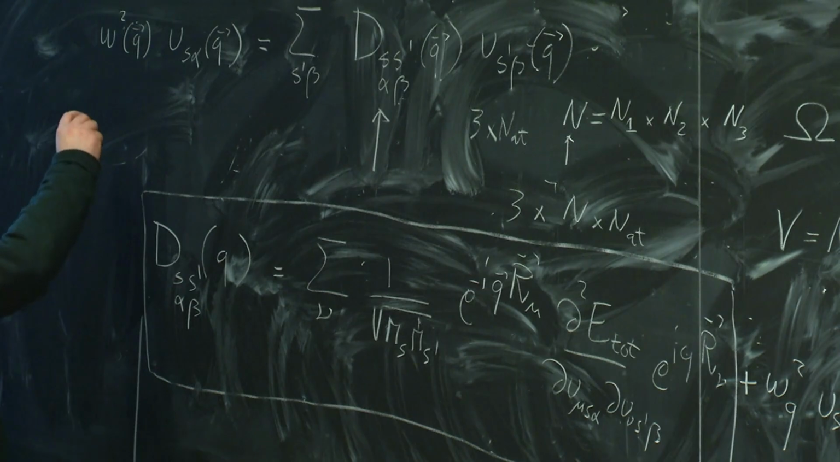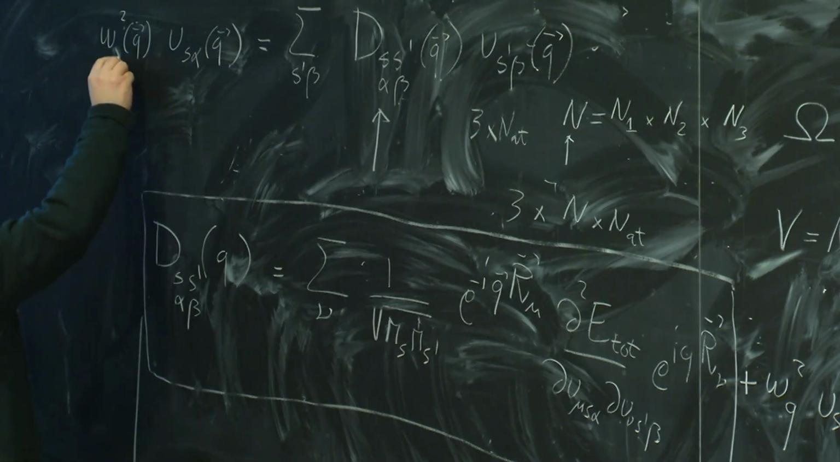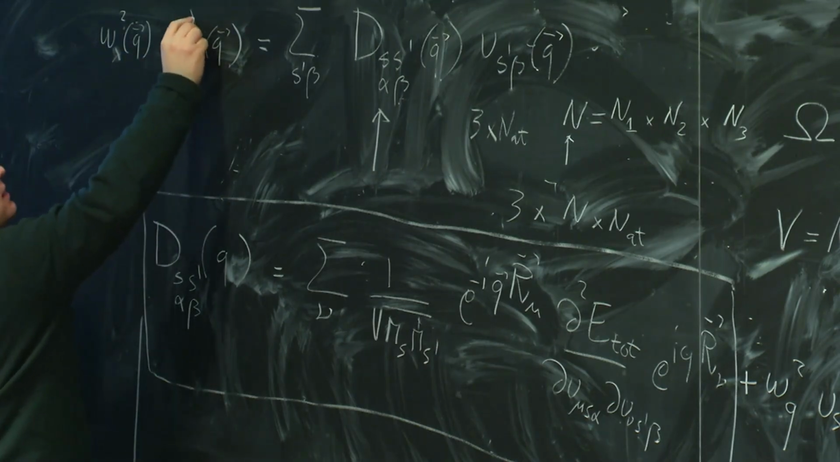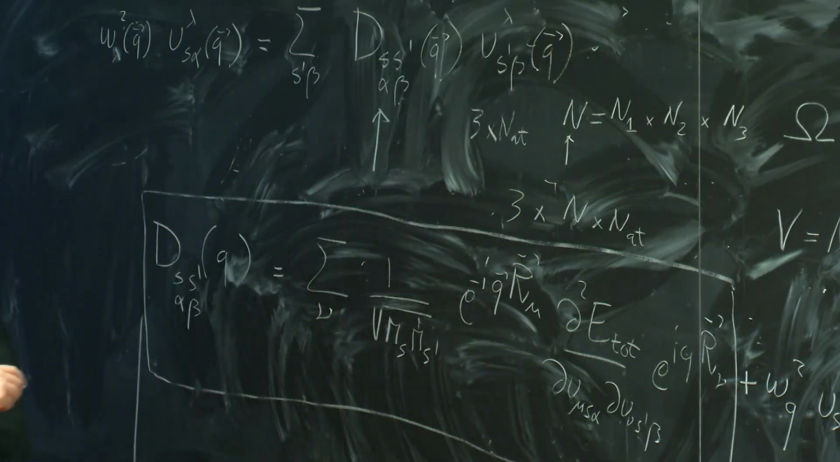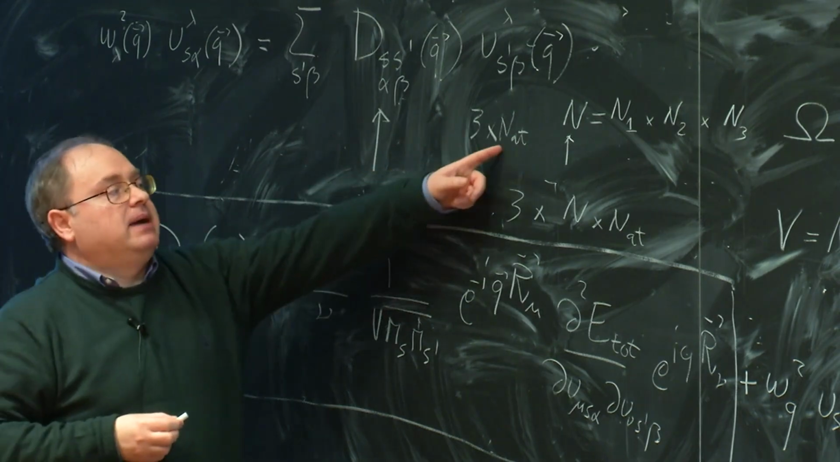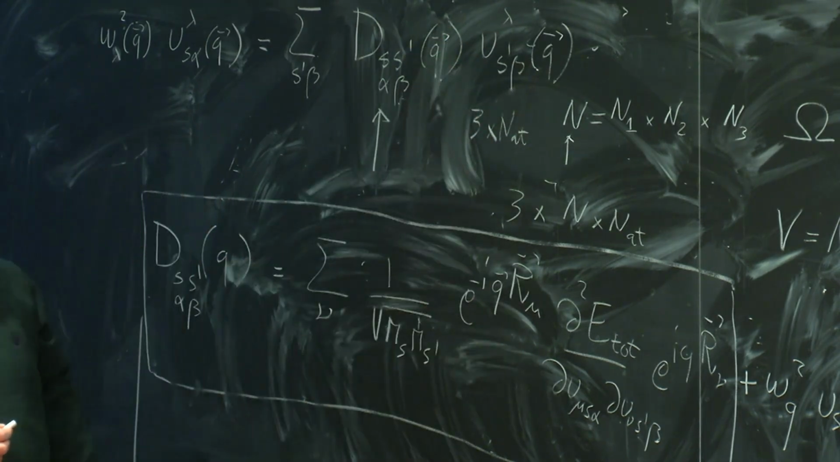We can put an index nu if you want to, let's indicate it with lambda, just not to confuse. To say that at each Q, we have 3 multiplied by the number of atoms frequencies, and this index counts these different frequencies.